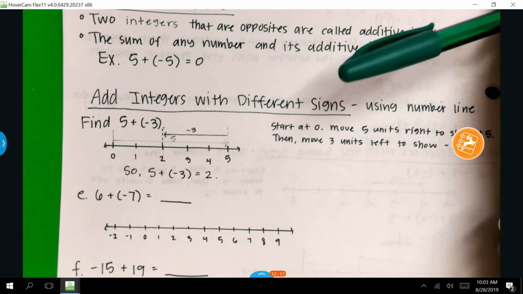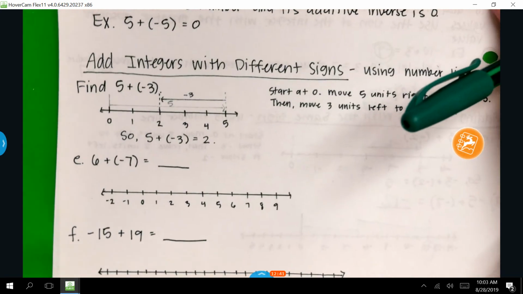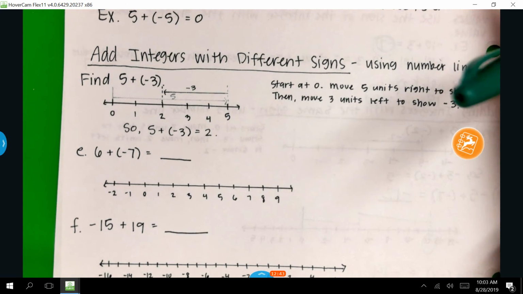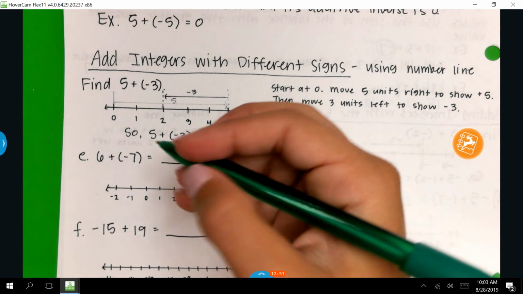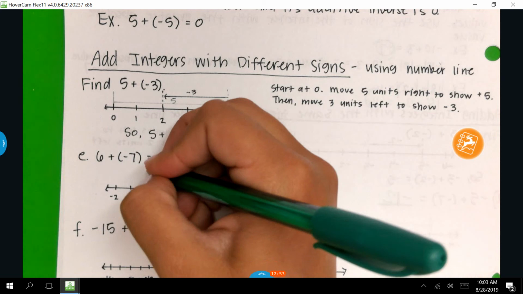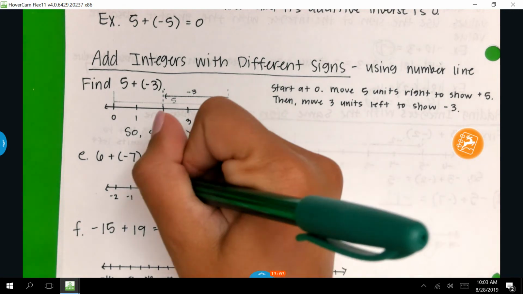All right, adding our integers with different signs using our number line. So same thing, we're still starting at 0, but on the front we moved everything to the left, right? Did we move anything to the right? No. This is where it comes different. 6 plus negative 7, so I'm still starting at 0. My first number is 6, positive 6. So that means I'm going to the positive direction. 6 units.